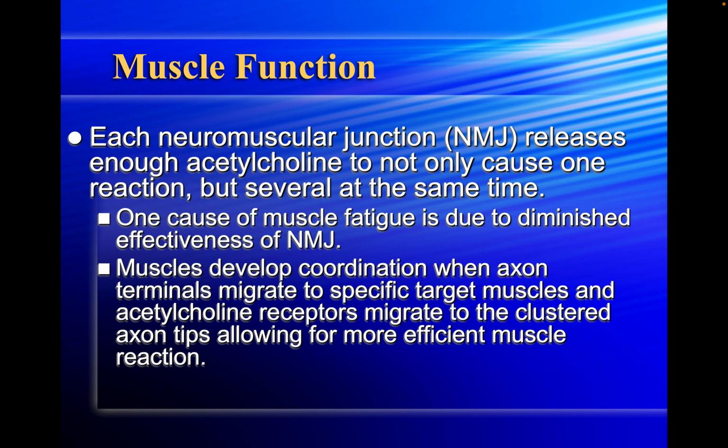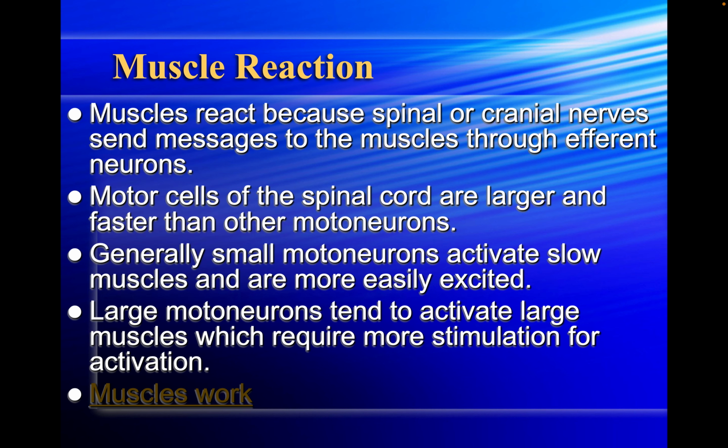Muscles develop coordination when axon terminals migrate to specific target muscles, and acetylcholine receptors migrate to the clustered axon tips, allowing for more efficient muscle reaction. Muscles react because spinal or cranial nerves send messages to the muscles through efferent neurons. Motor cells of the spinal cord are larger and faster than other motor neurons. Generally, small motor neurons activate slow muscles and are more easily excited. Large motor neurons tend to activate large muscles, which require more stimulation for activation.